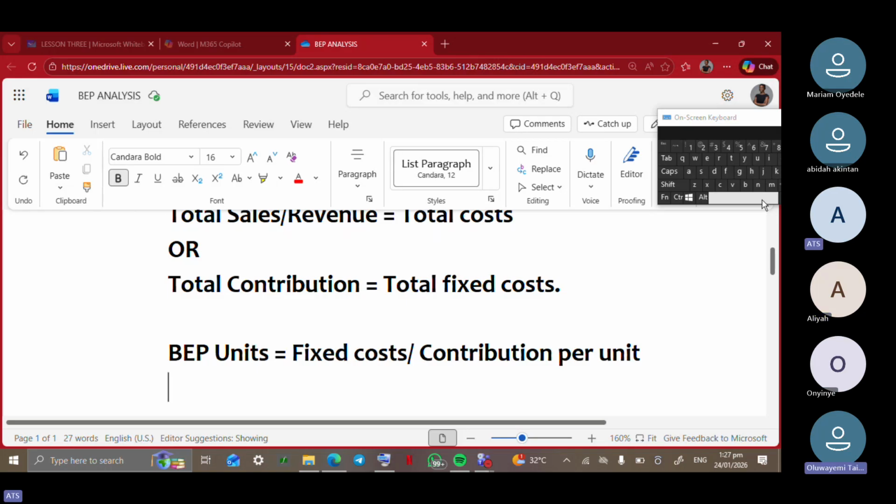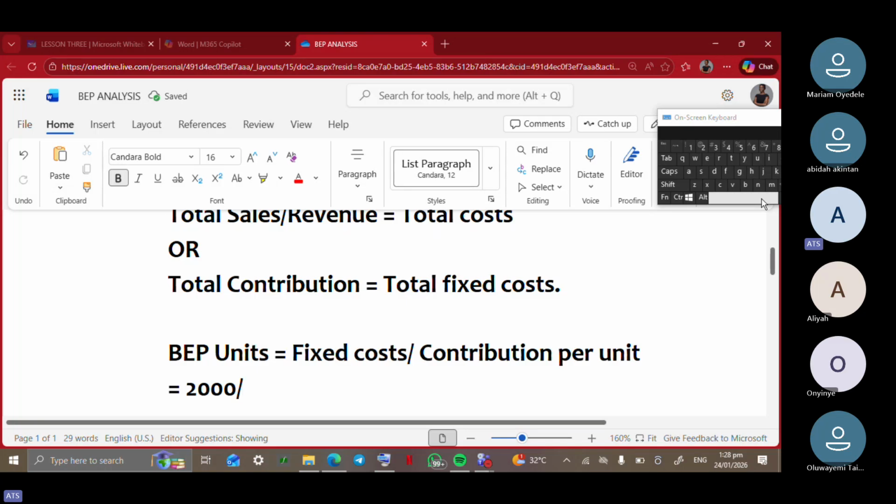2,000. So it is basically rent, something that he will pay whether he sells or not. He's paying it in advance. So 2,000 naira. So our BEP units is equal to 2,000 divided by contribution per unit.